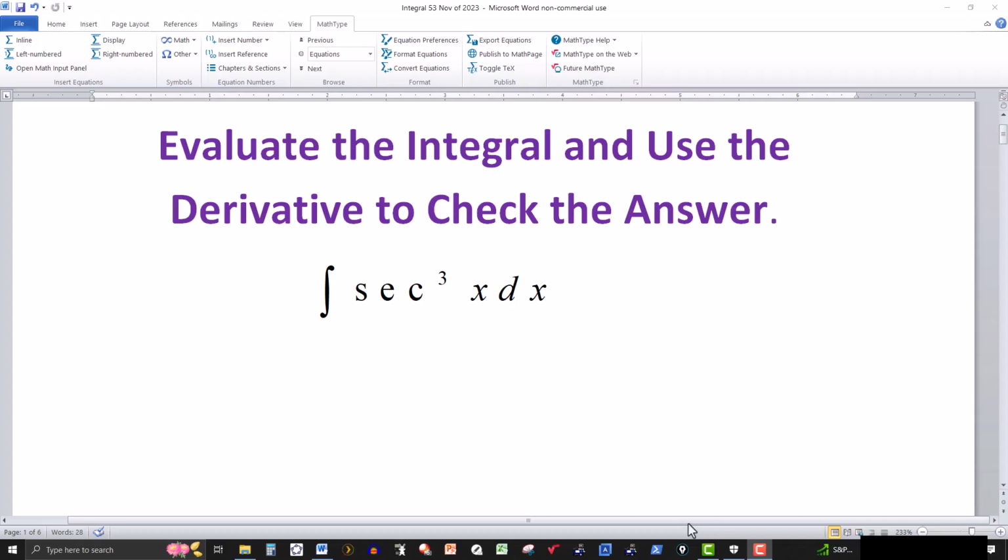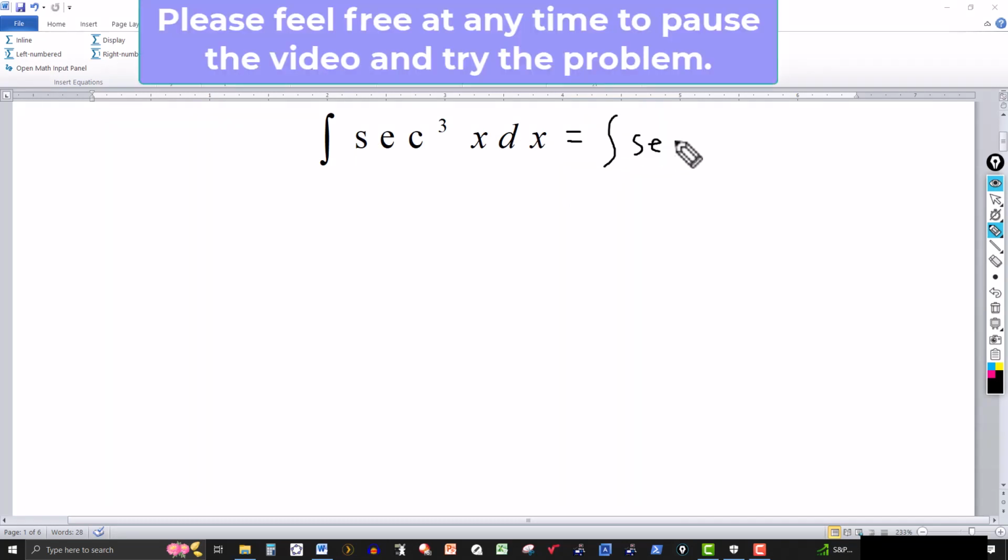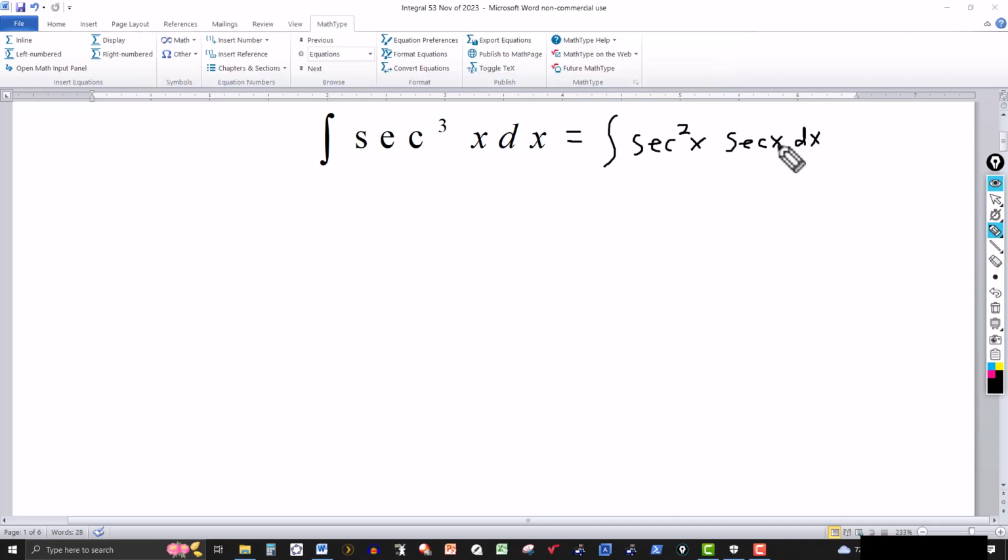In this video, we're going to evaluate the integral of secant to the third and then use the derivative of the answer to check the result. And we're going to use integration by parts on this problem. So we're going to need a u and a dv to solve it. So we're going to break this up into secant squared and secant x dx.